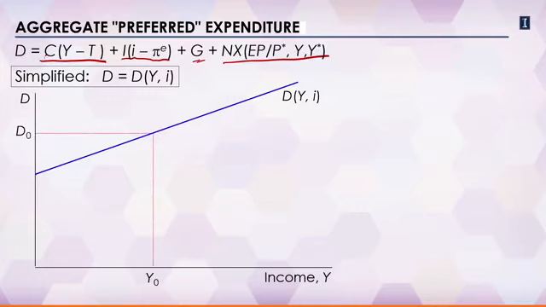Let me highlight a couple of facts. The curve very much looks like the consumption function. Given income, it tells us how much total aggregate expenditure we have in the economy. And it's flatter than the 45-degree line. The reason it's flatter is that consumption is flatter. And remember that net exports go down as income goes up. So the D curve is even flatter than the C curve.